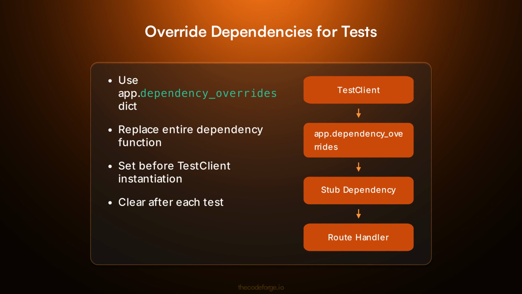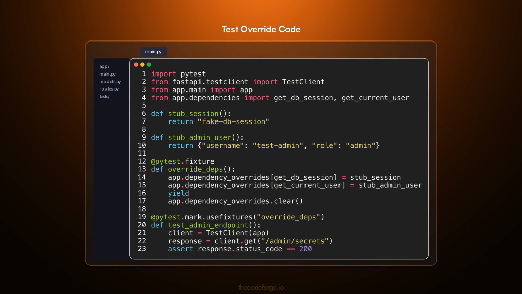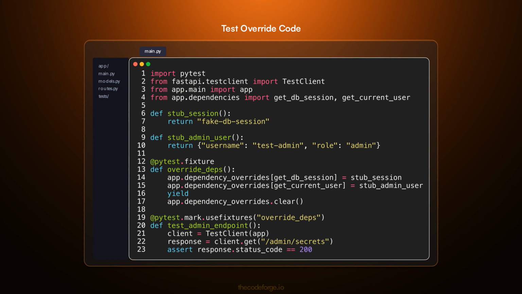FastAPI makes testing easy with dependency overrides. You replace a dependency with a stub and a dict, and the TestClient uses it. No mocking framework needed. Here's how to set up dependency overrides in a test. The fixture sets the overrides before the test and clears them after. The TestClient uses the stubs automatically.